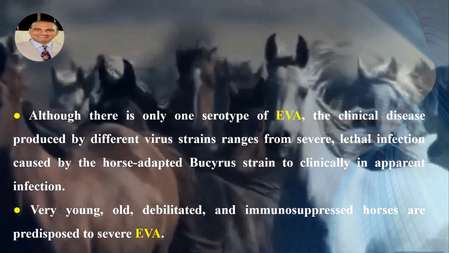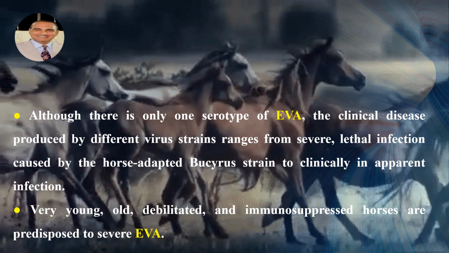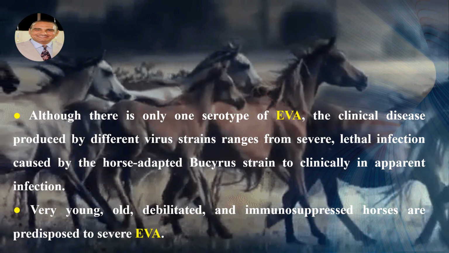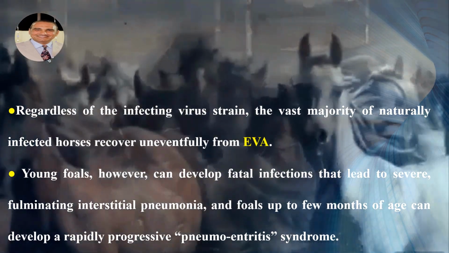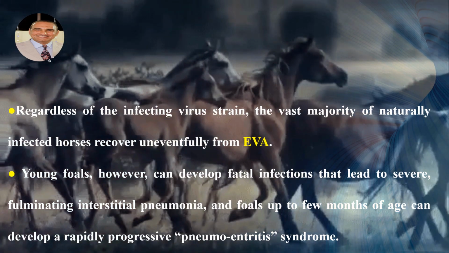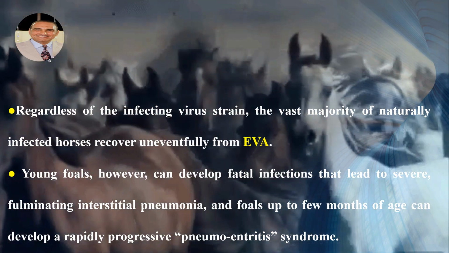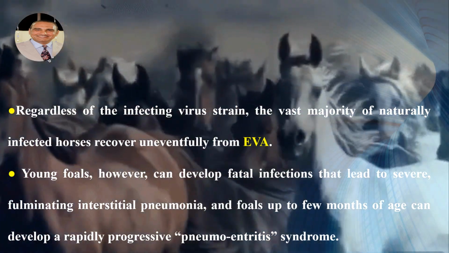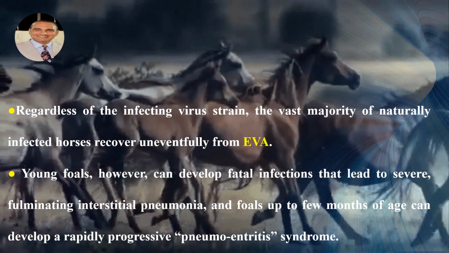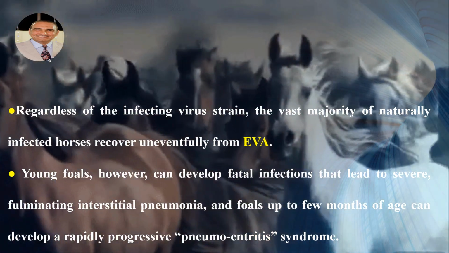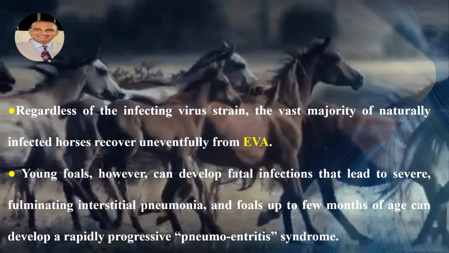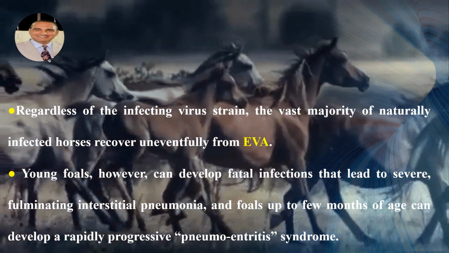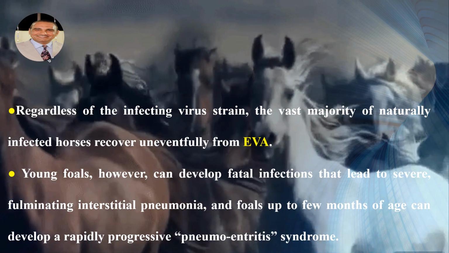Very young, old, debilitated, and immune-suppressed horses are predisposed to severe equine viral arteritis disease. Regardless of the infecting viral strain, the vast majority of naturally infected horses recover uneventfully from the disease. Young foals, however, can develop fatal infections that lead to severe fulminating interstitial pneumonia, and foals up to a few months of age can develop a rapidly progressive pneumoenteritis syndrome.